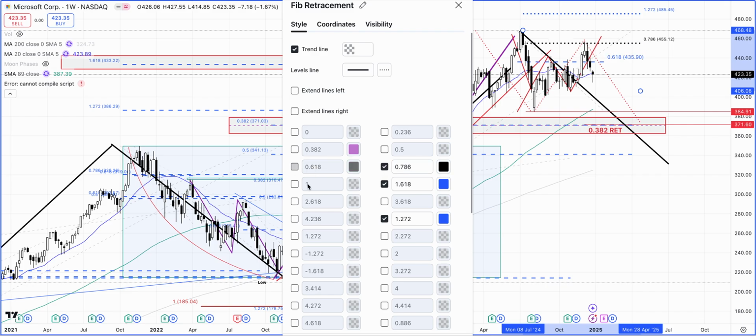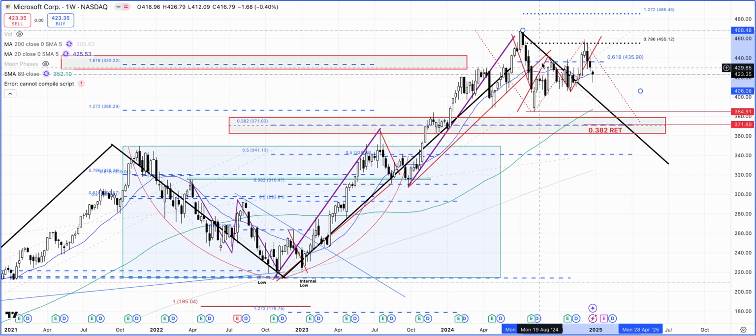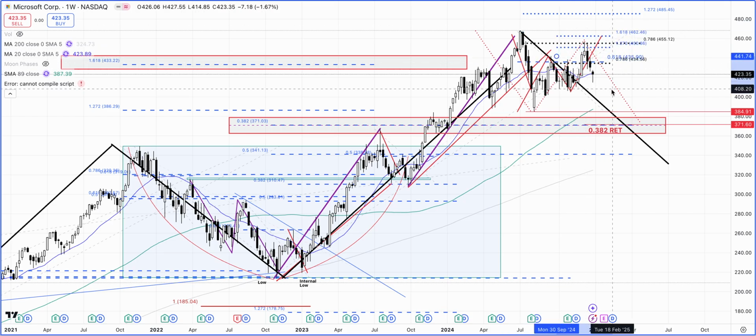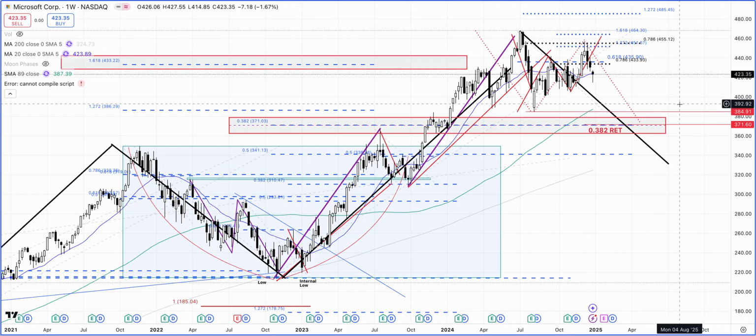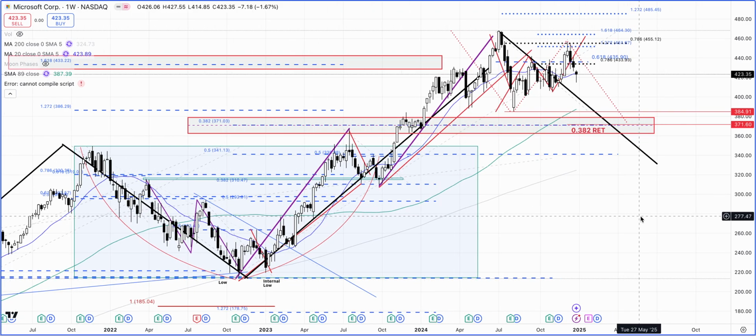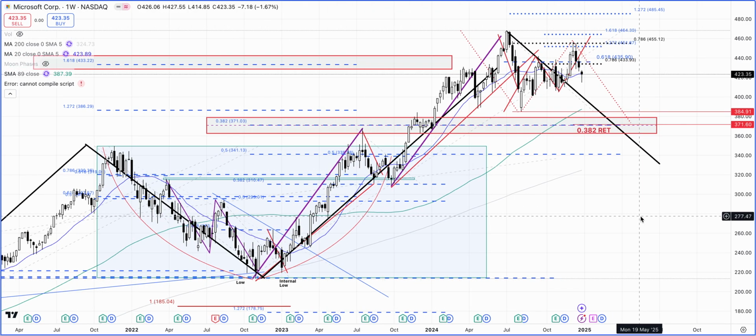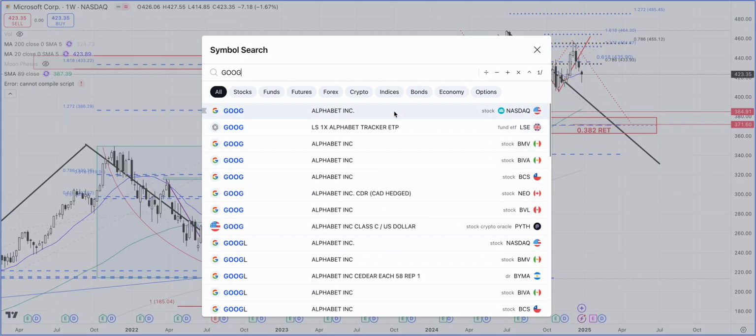There you go. And then we also had the expansion. Let me add the expansion of this. Yeah, there you go. So you can see it was a pretty strong resistance level. So we have seen a pullback, so I would expect more of a trading range behavior in the Microsoft stock. It's pretty interesting. This is what it is doing. And then let's take a look at Google.